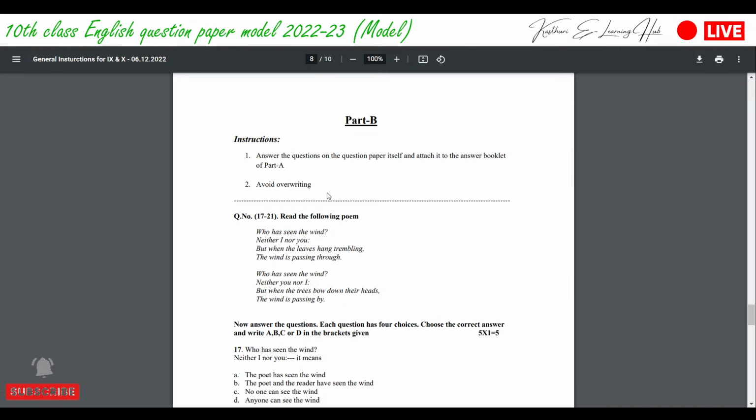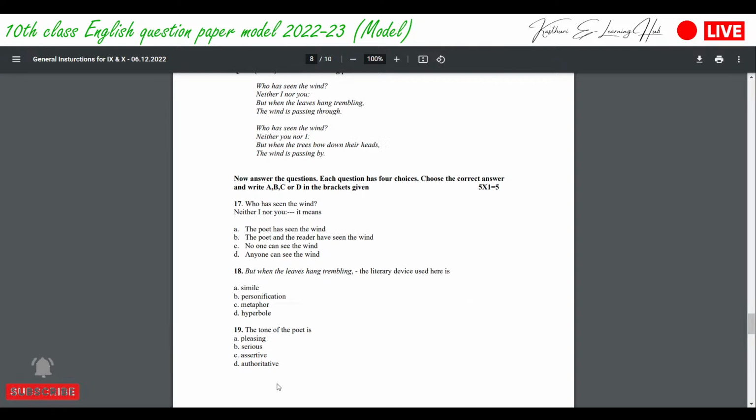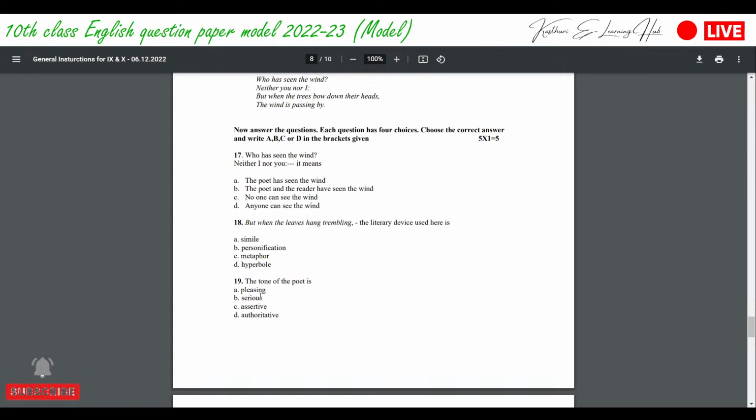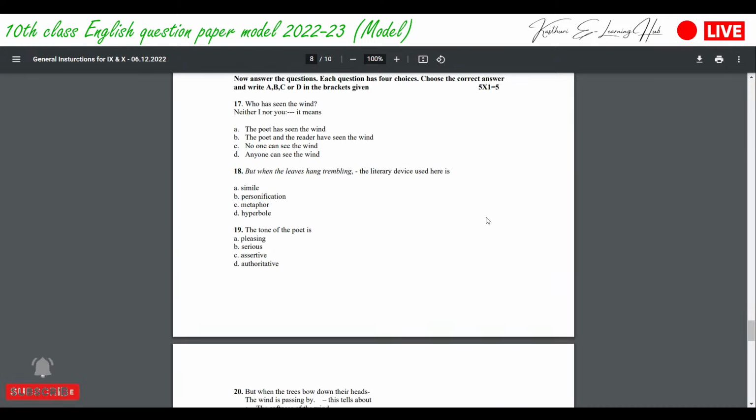Okay, and now here you have the poem. Who has seen the wind? Neither I nor you. This is taken out of the text. Here you are given the questions, right? Then you need to choose the correct answer and write A, B, C or D in the brackets given. The brackets are given on this side. You just need to write the option. Do not tick here. Just write A here, B here. Write in the brackets.